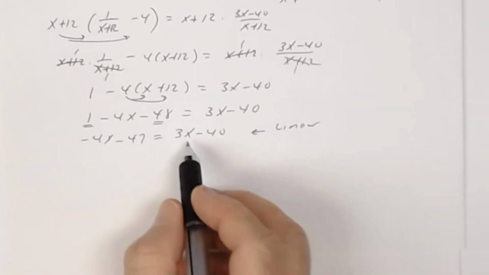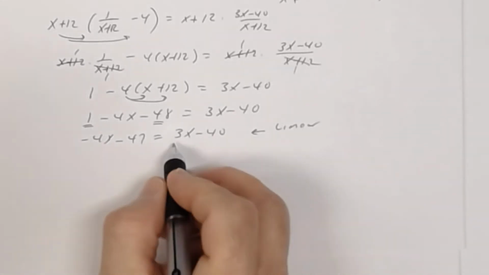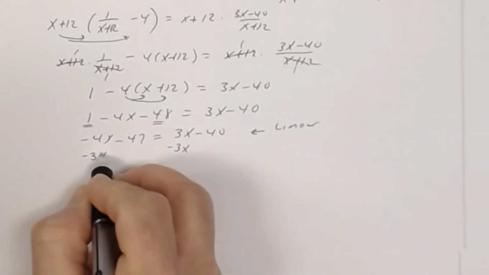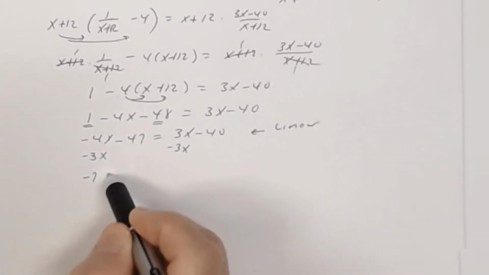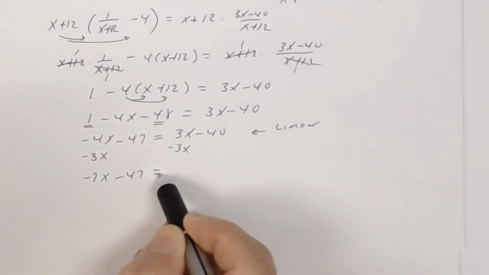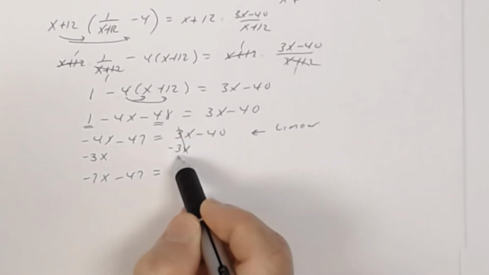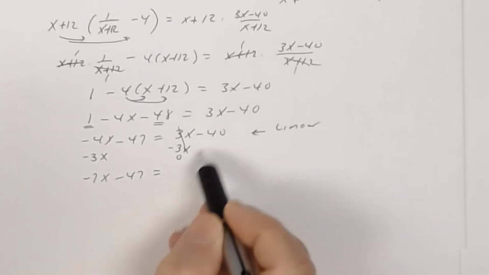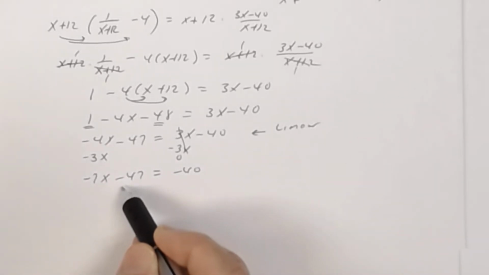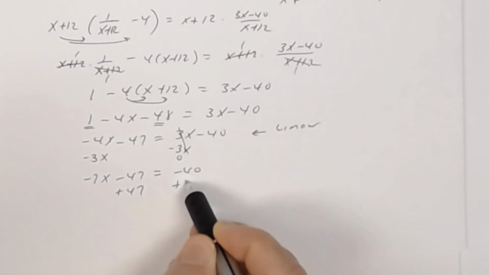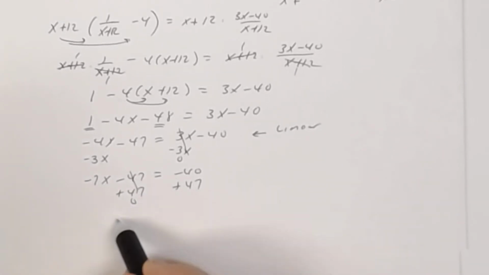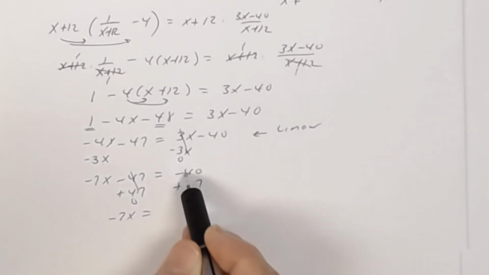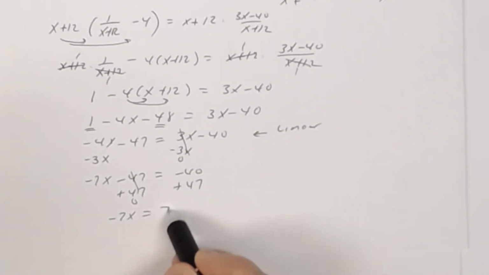And so let's go ahead and bring the variables to the left, constants to the right. So I'm going to subtract 3x on both sides. And let's combine like terms. So a negative 4x and a negative 3x is a negative 7x minus 47 equal, and then the 3x minus 3x is 0, and 0 and negative 40 is a negative 40. All right, so right now I'm subtracting 47. The opposite is to add 47. And so I get negative, this is 0 when I combine like terms. So negative 7x and 0 is negative 7x equal a negative 40 and a positive 47 is a positive 7.